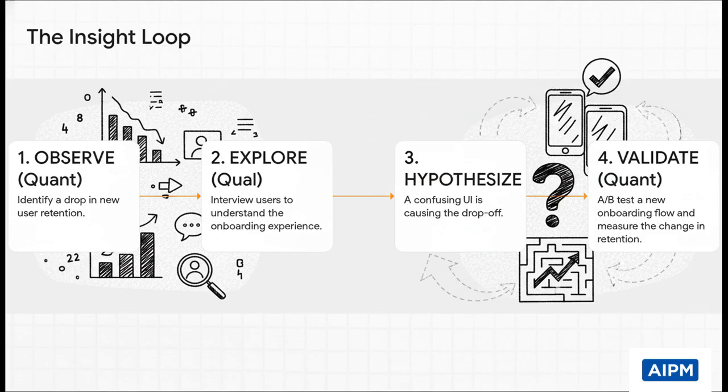Step 2, explore the why. You use your qualitative methods, like interviews, to really get inside the user's experience. Step 3, form a hypothesis. Based on what you learned, you're pretty sure a confusing UI is the real culprit. And finally, step 4, validate with numbers again. You A/B test a solution, a new, simplified flow, and you use quantitative data to see if retention actually improves. Observe, explore, hypothesize, validate. It's a beautiful thing.